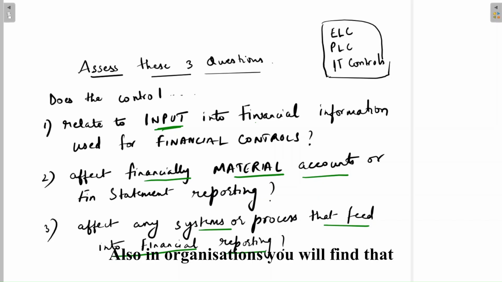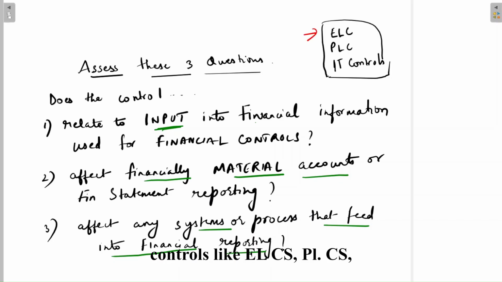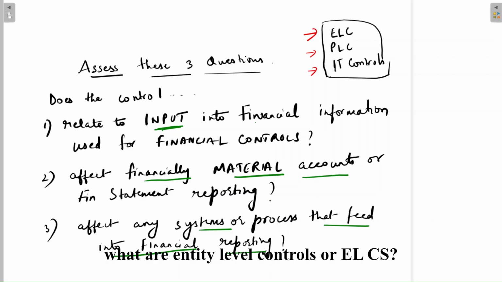Also, in organizations, you will find that there are different classifications of controls like ELCs, PLCs, IT controls. So let's see that also. So what are entity level controls or ELCs? Now, these are controls that set the tone from the top. They lay down the control environment for the organization as a whole. So examples could be having good policies, having a code of conduct, having a whistleblower mechanism, having corporate governance, having audit committees and other committees in place.